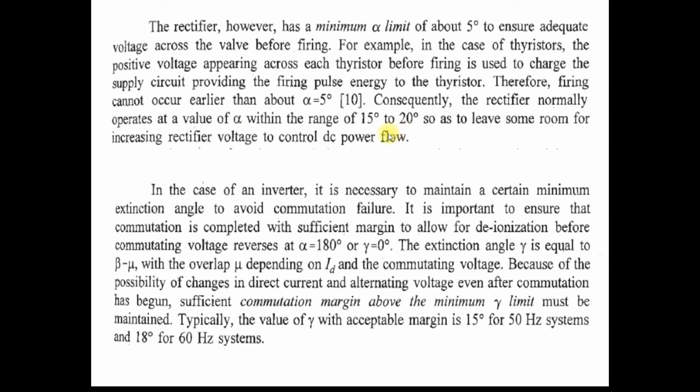So what is the reason that it is operated at 15 to 20 degree? One of the reasons to maintain alpha more than 5 degree is to continuously charge the firing circuit. The other reason to maintain alpha within the range of 15 to 20 degrees is to provide the voltage control in the DC power flow. Because if you provide the firing angle alpha to each valve continuously at 5 degree, that is the minimum limitation.